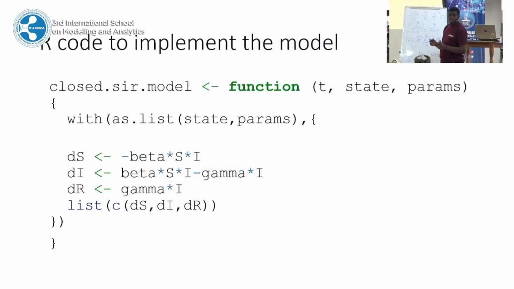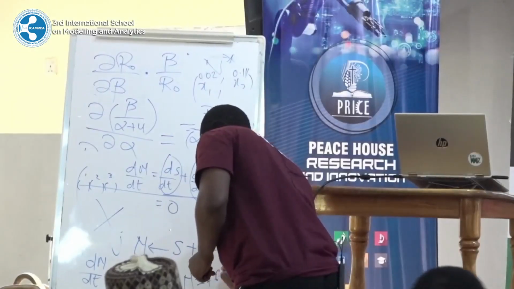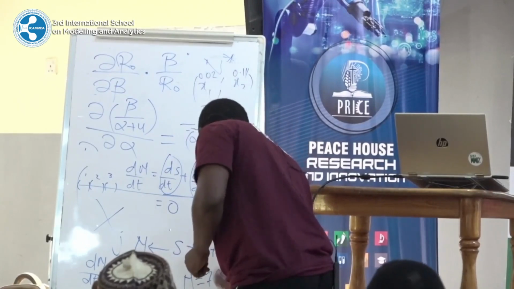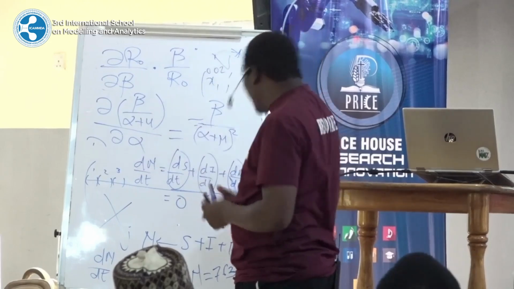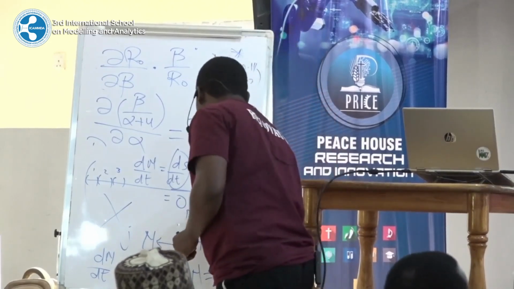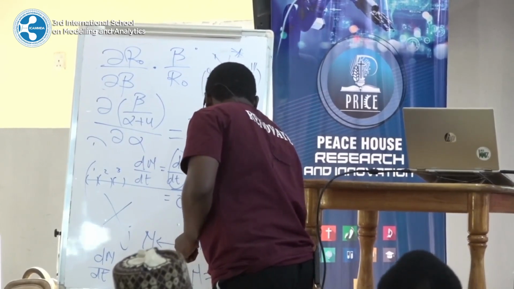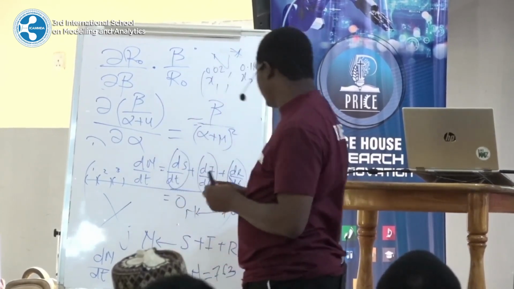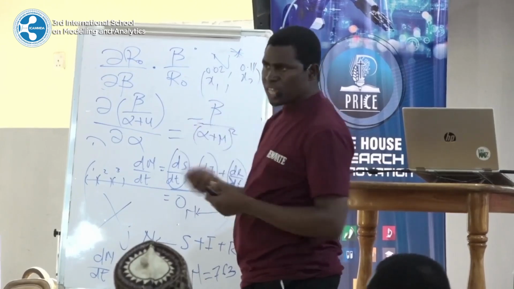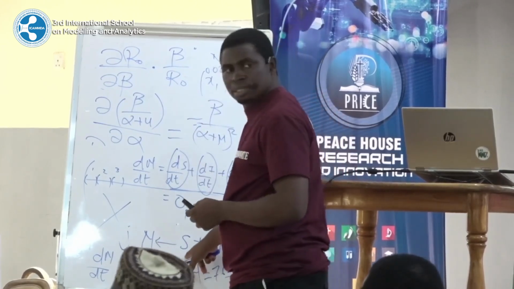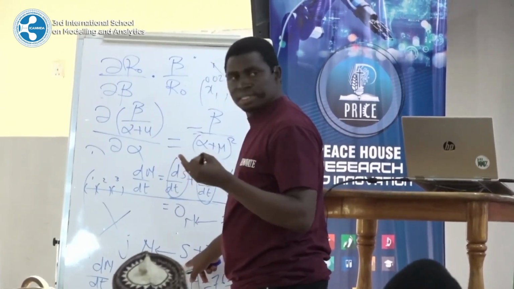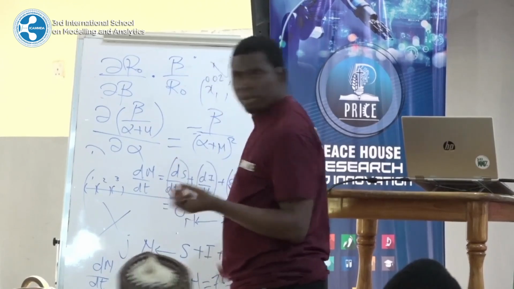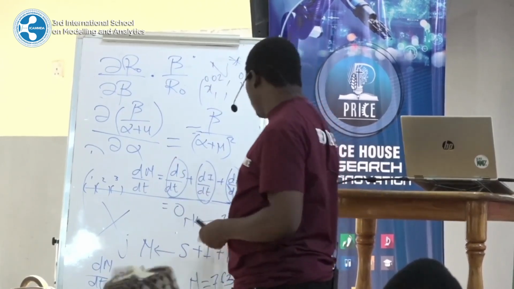760, 62. Is it 62 or 63? 63, right? So that value remains constant all through time. So you can as well just specify your n as what? 763. Is that okay? Let's check now. S plus I plus R, when you add it together, what are you going to have? 763 now. So you could also specify that.